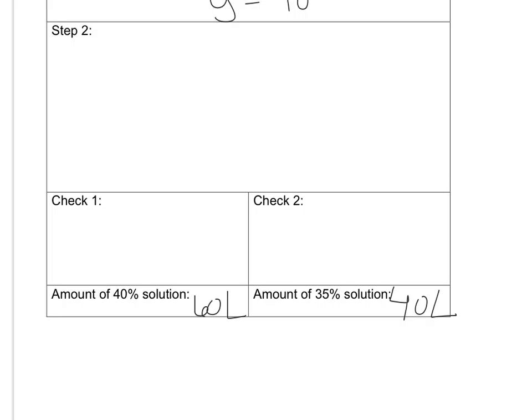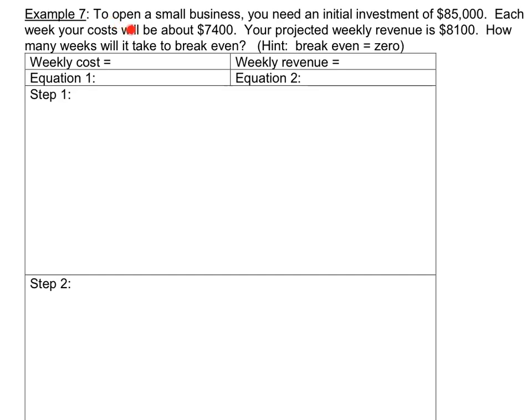Let's take a look at another word problem. To open a small business, you need an initial investment of $85,000. Each week, costs will be $7,400. Your projected weekly revenue is $8,100. How many weeks will it take you to break even? Hint, break even means equals 0. Alright, so we could do a system of equations here, but to me, we need to just figure out how much we're profiting. So right now our costs are $7,400, but our revenue is $8,100.